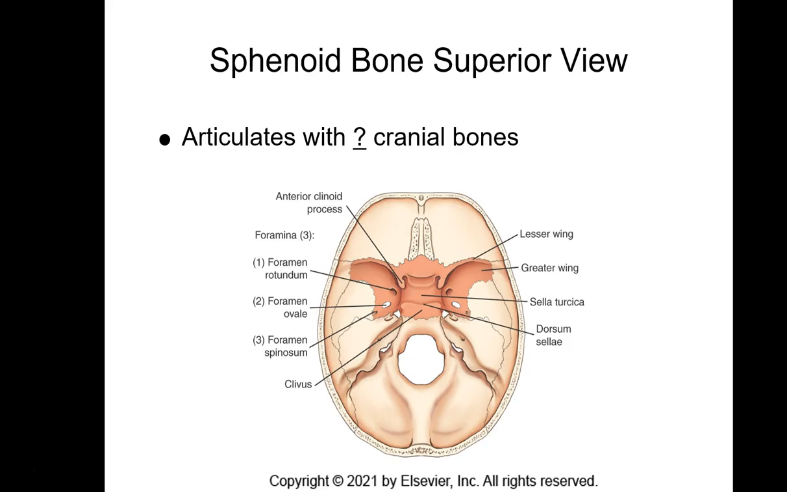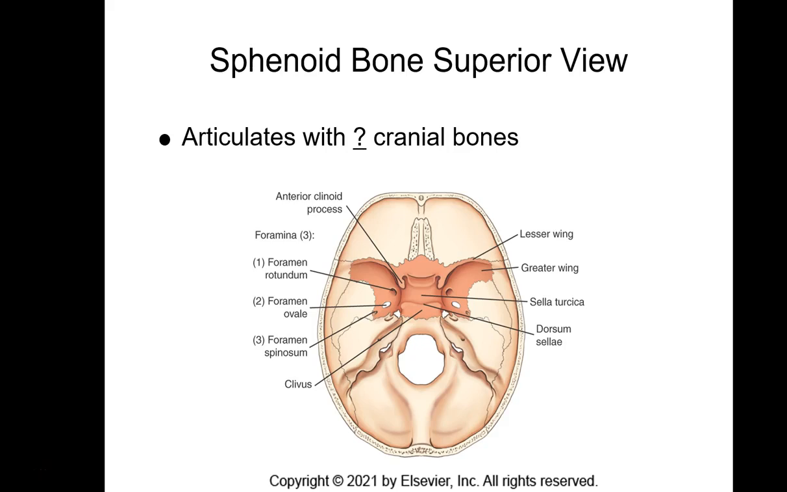Behind or posterior to the sella turcica is the back of the saddle, and that's called the dorsum sellae. And you can see that here. The sella turcica and the dorsum sellae are best visualized in a lateral drawing or position, and we'll look at that here in a couple slides.